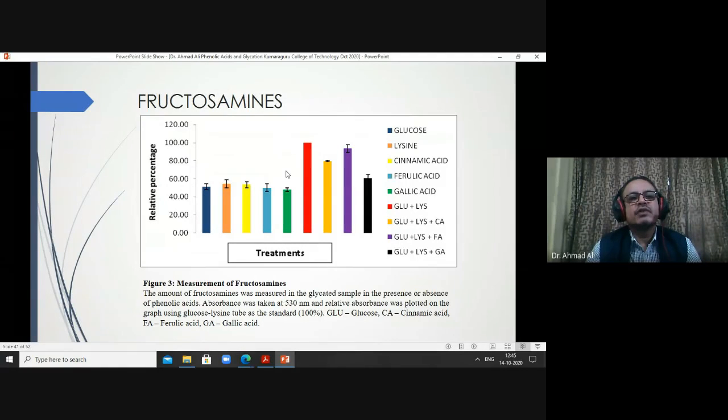A previous one was the peroxidate method, but that is not being used now. So the fructosamine method is one very common method that is done in the lab with the use of nitro blue tetrazolium chloride. Here we can show that gallic acid is more potent in preventing the formation of early glycation products.